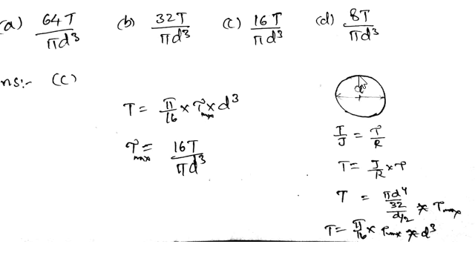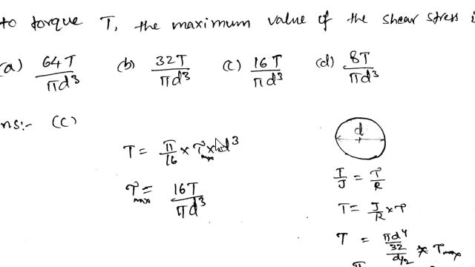So we have taken the outermost layer where we get maximum shear stress. So here shear stress means the shear stress corresponding to the outermost layer, so this shear stress will be the maximum shear stress only. If you are using this equation, the shear stress will be the maximum shear stress only. So we can write from that equation, tau max is 16 T by pi d cube, and here option C is the right option for this question.